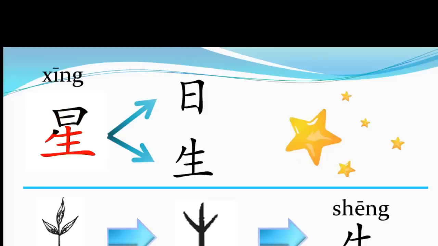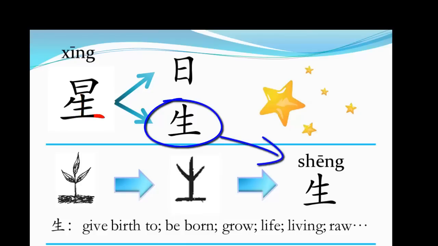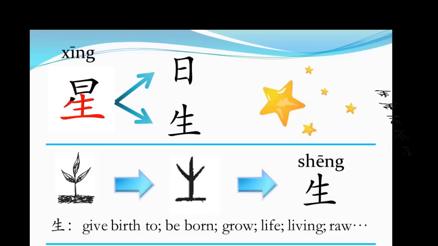星 can be divided into 2 parts. The upper part is 日. The lower part is another 字. It reads shēng. Shēng looks like a plant growing up from the ground. From the right side, you can see how it evolved from a plant to a modern Chinese character. So it has the meaning of grow, give birth to, be born, etc.